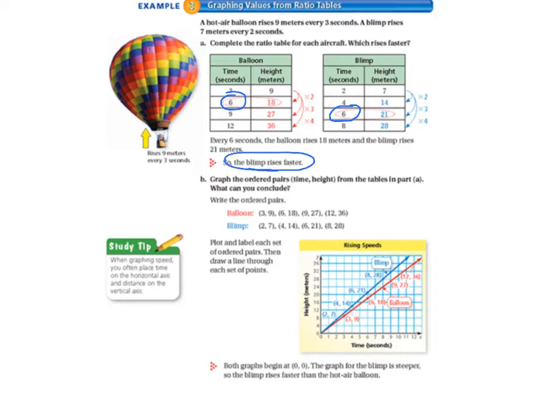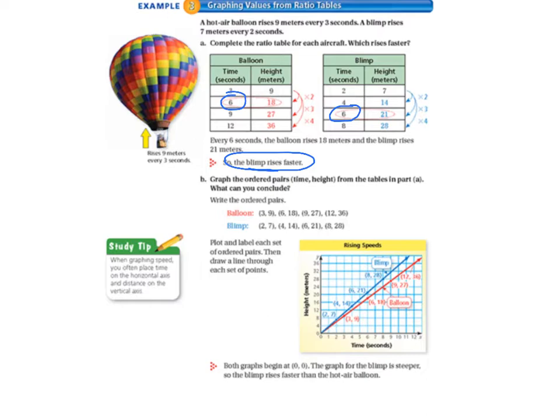Now that we have the ratio tables, we're asked to graph the ordered pairs, which is the time and the height, from the tables in part A, and then we need to make a conclusion. So first we are going to write the ordered pairs. So those are written out for us. The balloon is 3, 9, 6, 18, and so on. And the blimp is 2, 7, 4, 14.